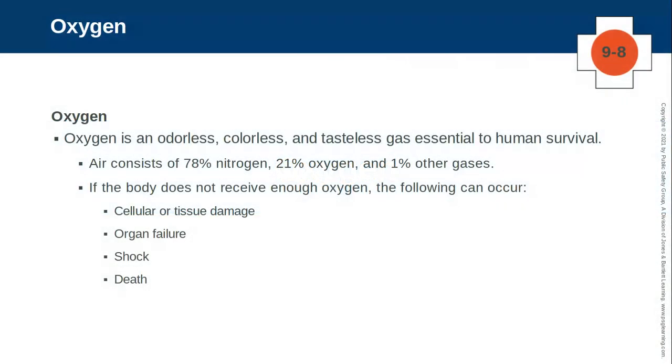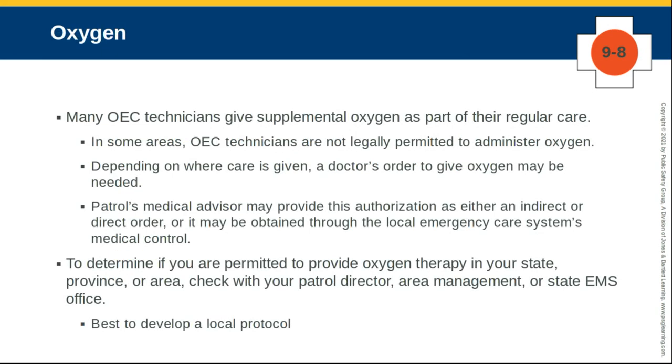So oxygen makes up about 21% of our atmosphere. The majority of the atmosphere is nitrogen, and 1% is things like argon and CO2. Now, if we don't have adequate perfusion, meaning oxygen getting to the tissues, tissue damage or death can occur. At a systemic level, cells working together as organs, we can see organ failure, shock, and death at the extreme end of lack of oxygen getting to tissues. So we will give supplemental oxygen.